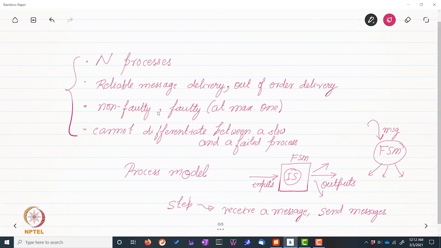Messages, needless to say, can be delayed, right? They can be delayed for sure. And furthermore, these delays also can be arbitrarily long, and these can cause the entire algorithm to wait indefinitely, in the sense wait for a very long period.